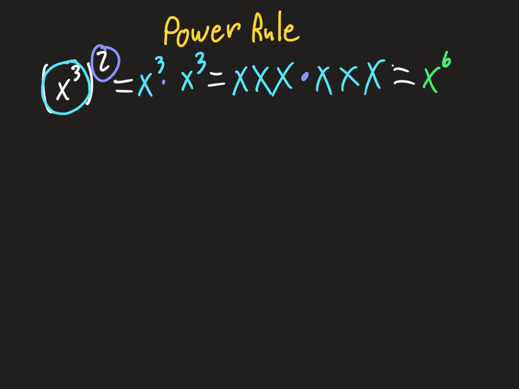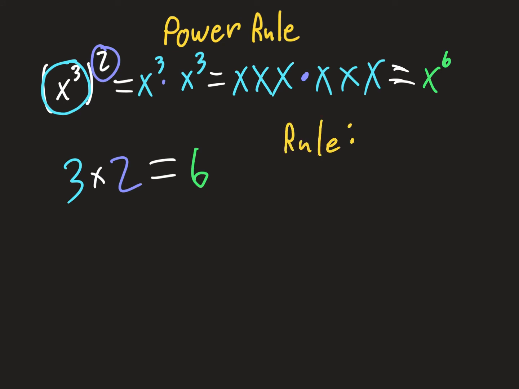Now what did we do to the exponents 3 and 2 to get 6? Well, we multiplied. So right now, our theory is that when you raise a power to a power, you have to multiply the exponents.